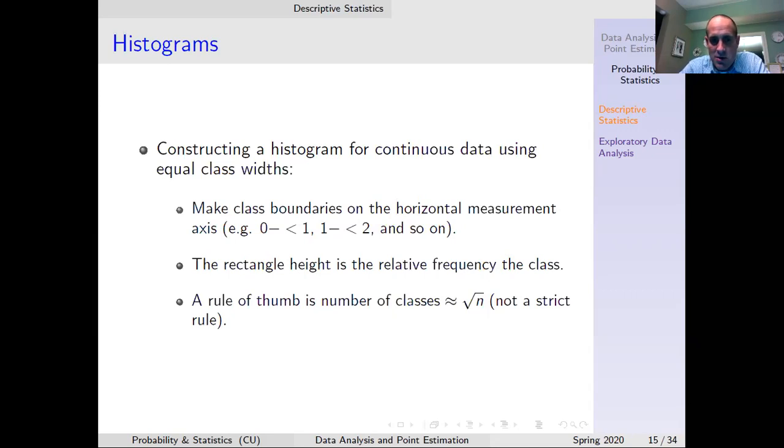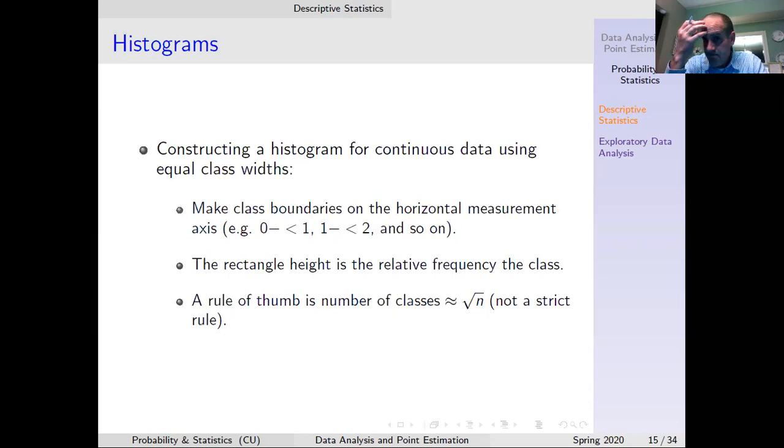So you might go from 0 to 1, not including 1, and 1 to 2, not including 2, etc. Rectangle height is the relative frequency of each class. A basic rule of thumb when deciding how wide to make your classes is to look at the upper and lower numbers, and you want class widths wide enough that you have basically the square root of n total classes.